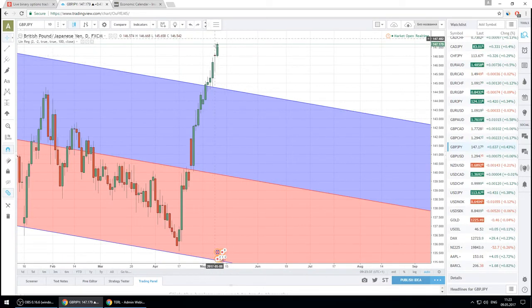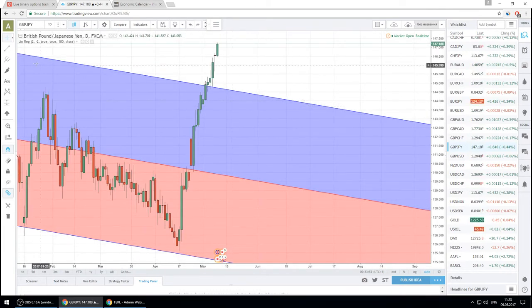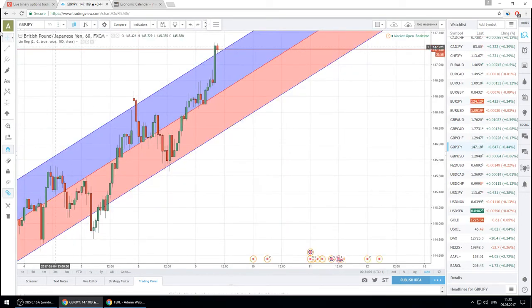Here we see that within the last several days the British pound to the Japanese yen reached like its peak within pretty long period of time since the December of 2016. So it's on its peak, and basically it tells us about the strong probability for opposite movement.